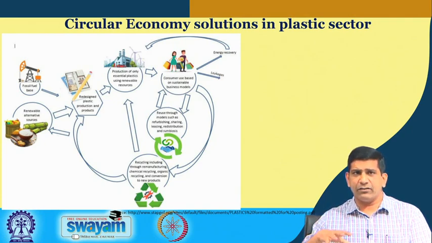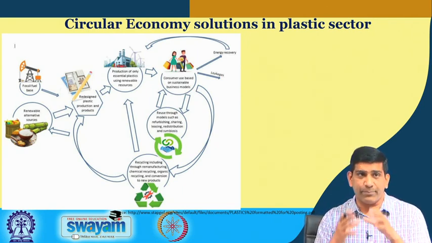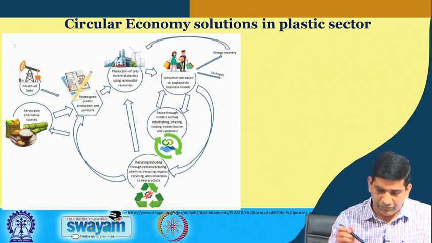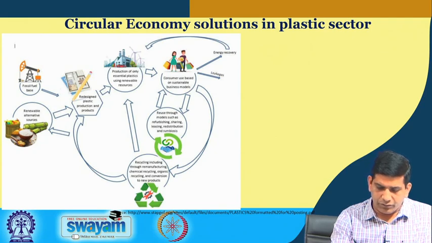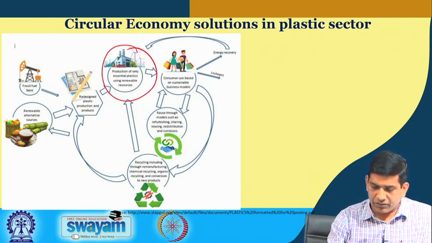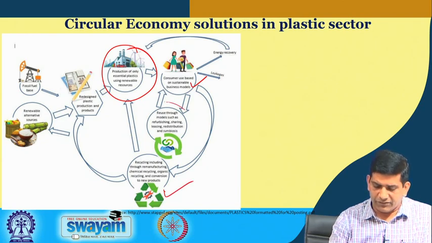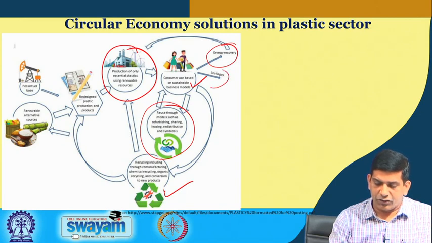Specific to plastic, which you saw in the second video as well, in terms of circular economy solutions in the plastic sector, we are looking at the production of only essential plastic using renewable resources. That is what you try to do. Then consumption based on a sustainable business model. So, you try to recycle through remanufacturing, chemical recycling, organic recycling, try to have some reuse programs, and energy recovery, and whatever leakage there is, try to minimize that leakage.